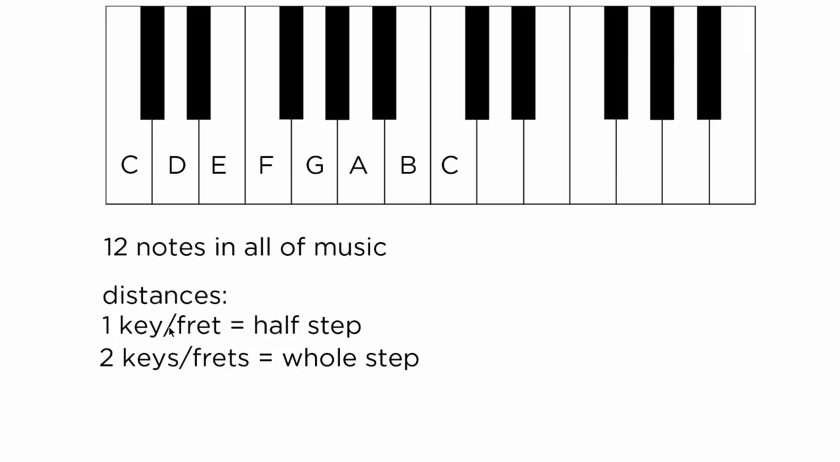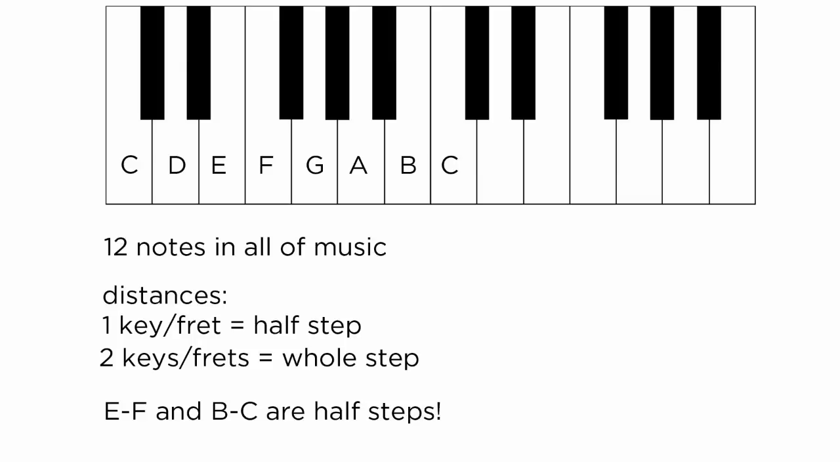For the rest of your life, just like the earth revolves around the sun, the distance between E and F is a half step. Now let's look at F and G. Well, there's a black key in between, so that's 1, 2 keys, a whole step. Same thing for G to A, same thing for A to B, and then B to C, again, there's no black key in between, so that is only a half step. Really important to remember that the distances between the notes E and F and B and C are half steps.